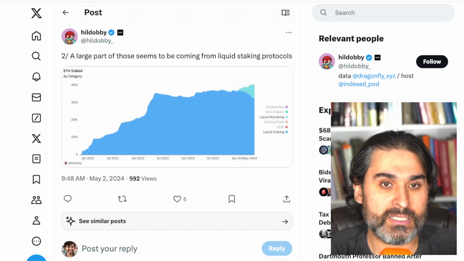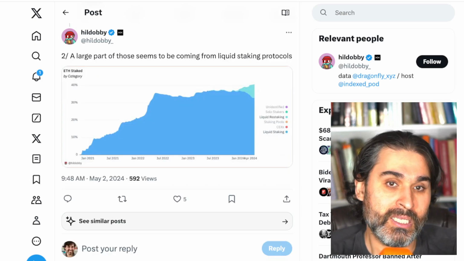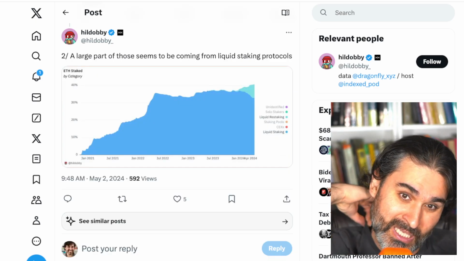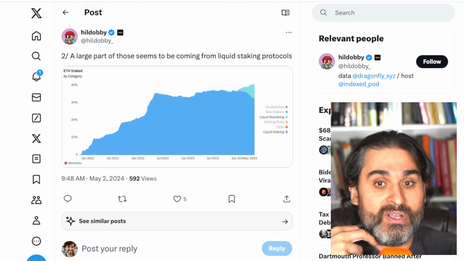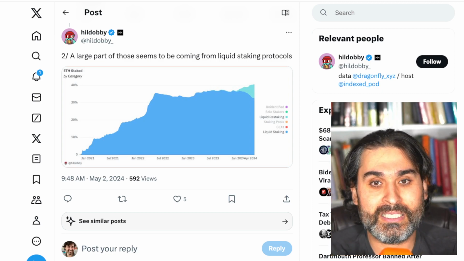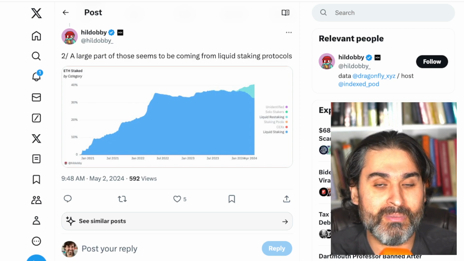And then on this next tweet here, Hildobby shares that the thing that's happening is that it's kind of eating away at the market share of LSTs. So LST market share has gone down, LRT market share has gone up.